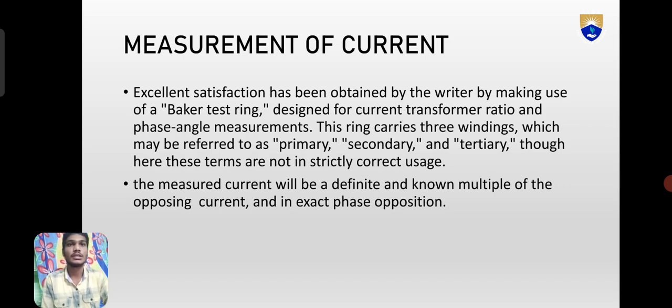Measurement of current. Excellent satisfaction has been obtained by the writer by making use of a break test ring designed for the current transformation ratio and phase angle measurement. The ring carries three windings, which may be referred to as primary, secondary, and tertiary, and has been determined and not in straight current usage. The measured current will be defined as a known multiple of the opposite current and its expected phase opposition.